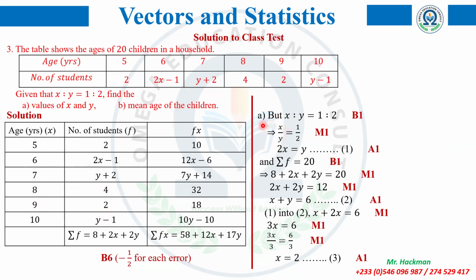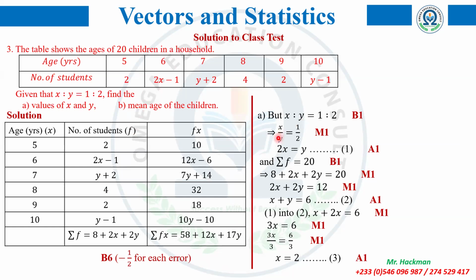What do we do? We are told that we have two unknowns, so it means we need to generate two equations. You can see that this one is giving you information for an equation, and also the total, like I told you in the lesson on statistics. So we are told that X is to Y is equal to 1:2, so it is the same as X over Y is equal to 1/2.